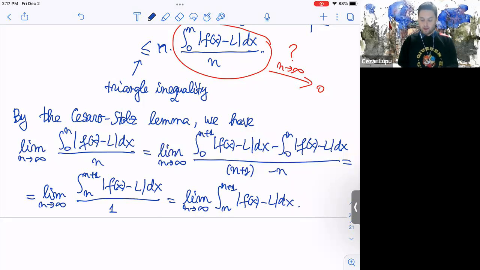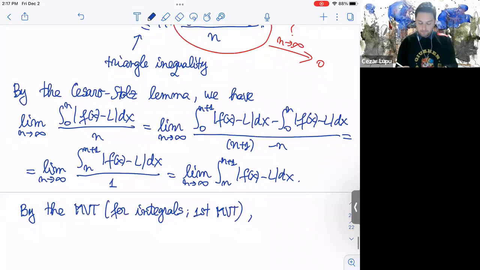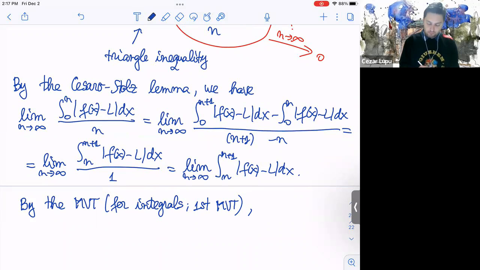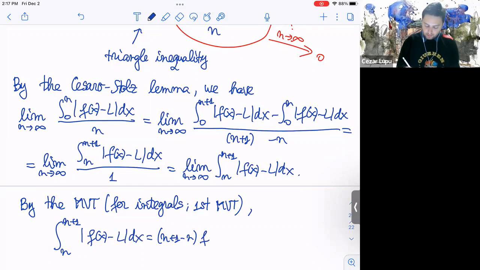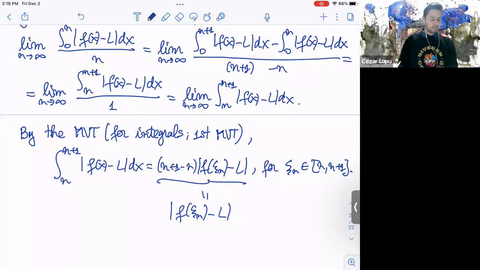But now, what are we going to do? Now we're going to apply the mean value theorem. So by the mean value theorem for integrals, the first mean value theorem, it follows that this integral from n to n plus 1 of the absolute value of f of x minus L dx is nothing else than the absolute value of f of Cn minus L, for some Cn in n to n plus 1. All right, that's beautiful.